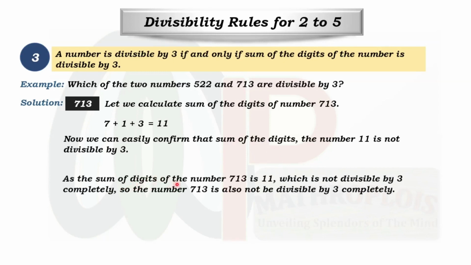As the sum of digits of the number 713 is 11, which is not divisible by 3 completely, so the number 713 is also not divisible by 3 completely. That is, 713 divided by 3 is equal to 237.67, which is not a complete whole number, but with some decimal part also. It means 713 is not a multiple of 3.